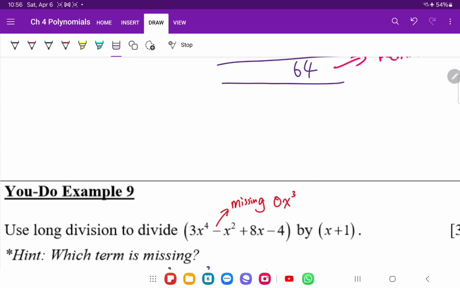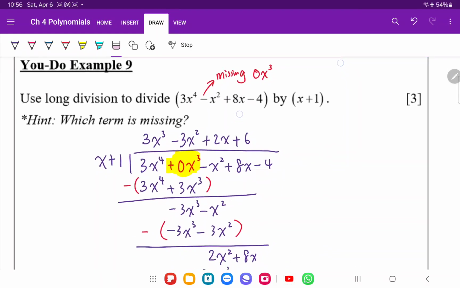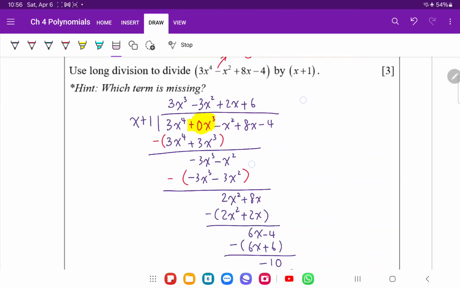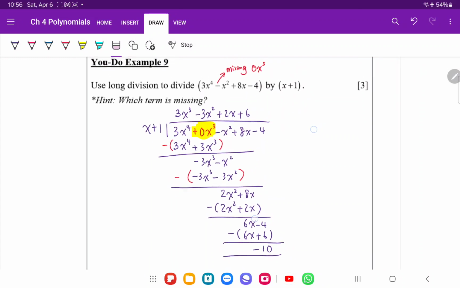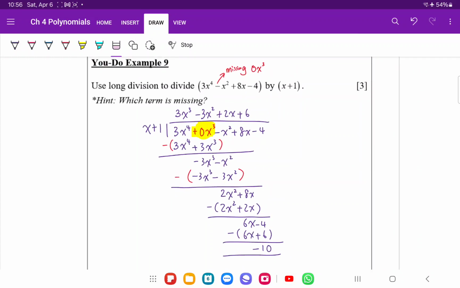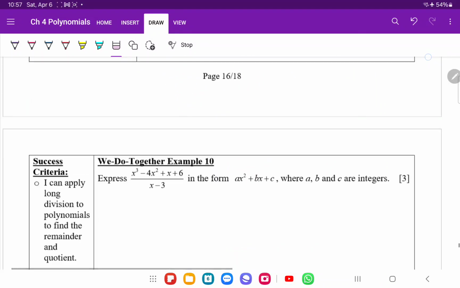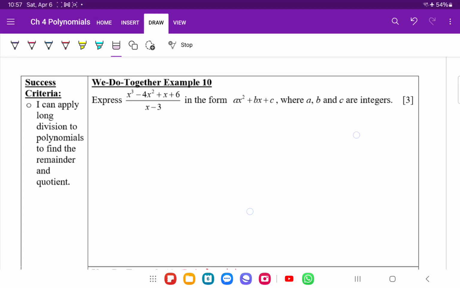Alright, let's resume the video. Now, if you had put in the 0x cubed like what is shown here and performed the long division, you are going to get a remainder of negative 10 for this question. So that completes you do example 9. We are now ready to proceed to the next page. Let's go to page 17.